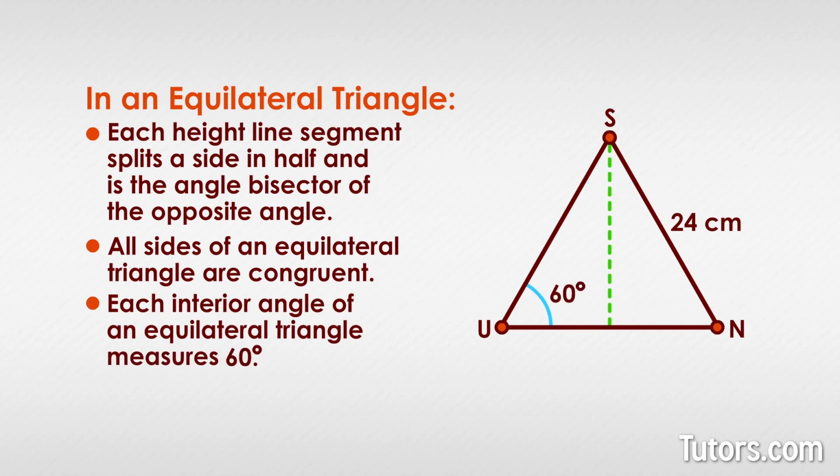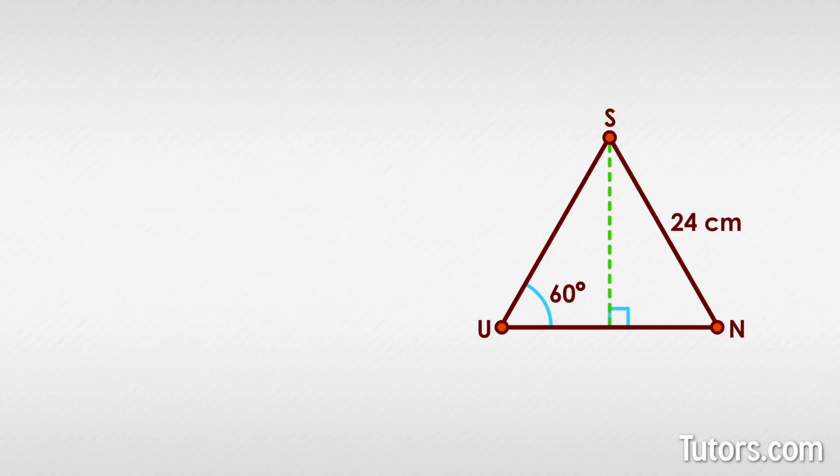Notice that each line segment showing the height divides the equilateral triangle into two right triangles. Your ability to divide a triangle into right triangles or recognize an existing right triangle is your key to finding the measure of height for the original triangle. Since a height line segment of an equilateral triangle splits a side in half and is the angle bisector of the opposite angle, we know that the short legs of the newly created right triangles measure 12 centimeters, and the newly created angles measure 30 degrees each.